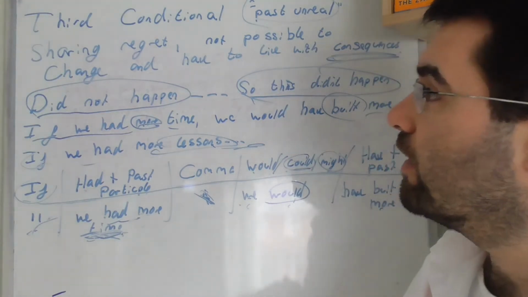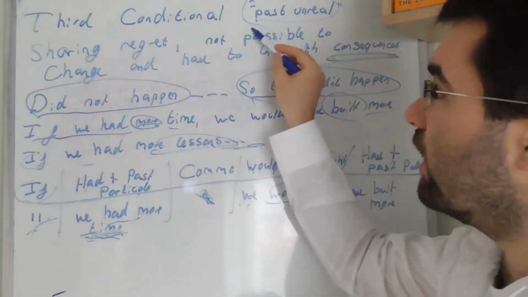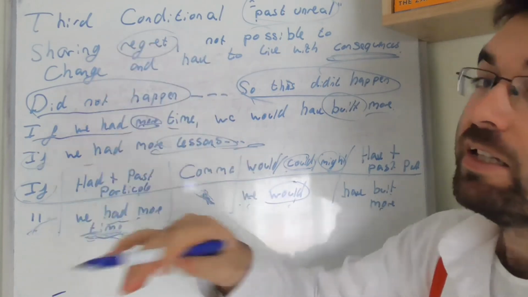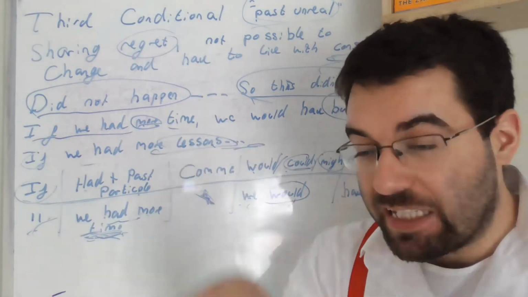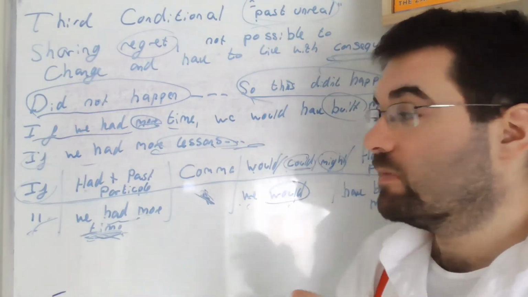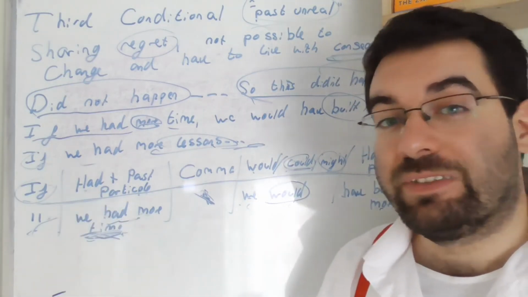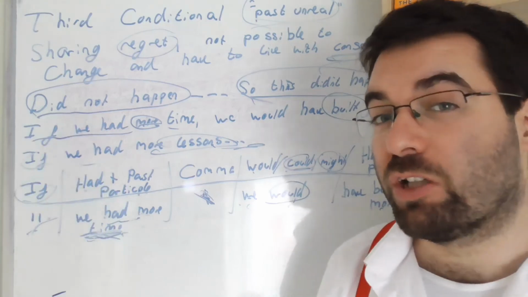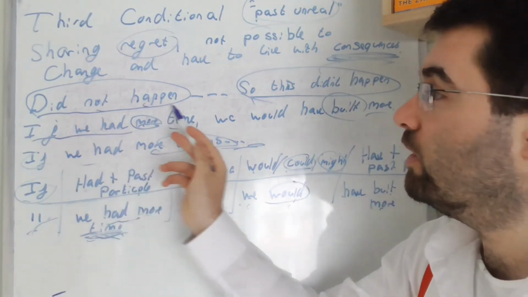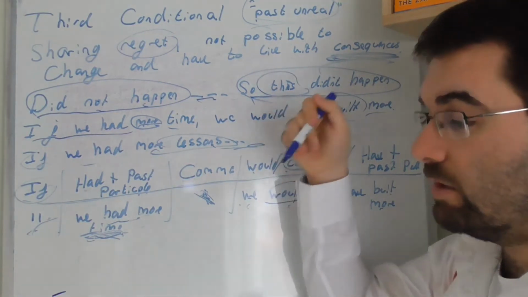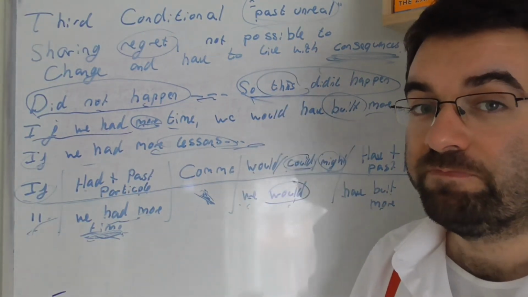Interesting. Yeah. So that's the third conditional. Past unreal, expressing regret. Things that didn't happen in the past, and so this thing we wanted now didn't happen. Yeah, it didn't happen, so we have to live with the consequences.